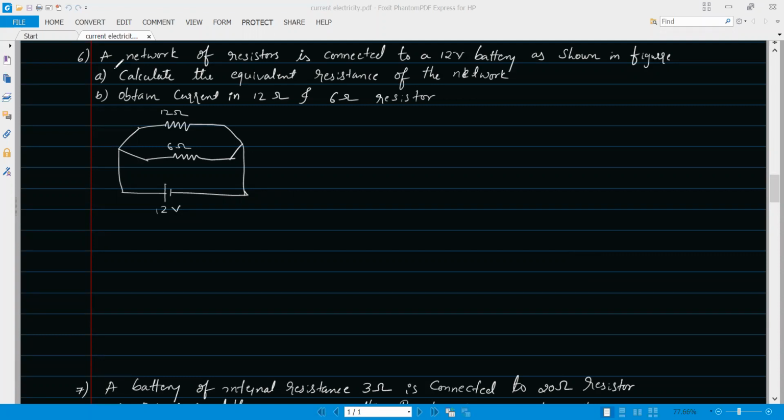Okay, let us look at the next problem. A network of resistors is connected to a 12 volt EMF battery as shown in the figure. Let us see what is given in this figure. So 12 volt is there. Here, calculate the equivalent resistance of the network.